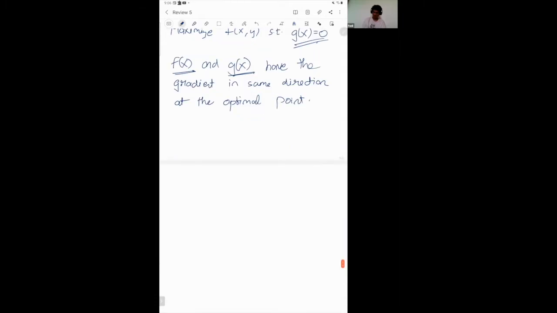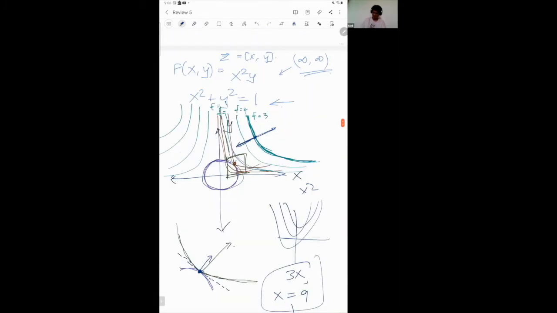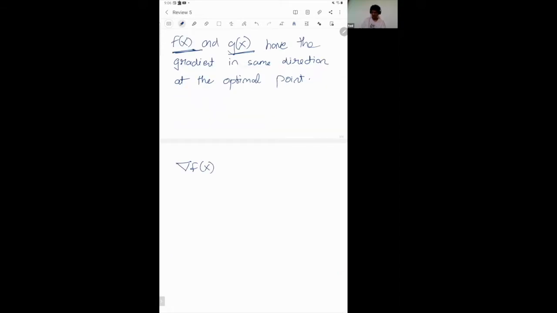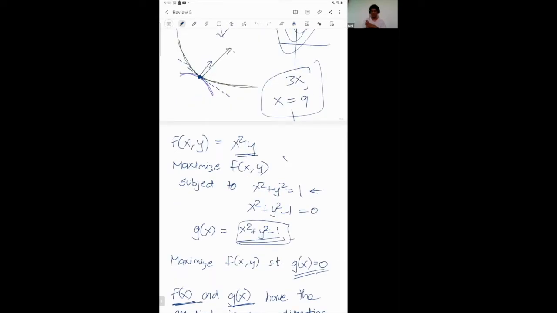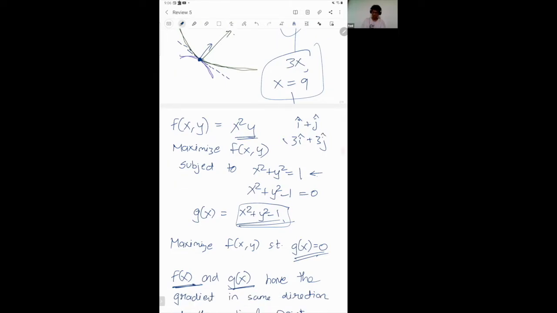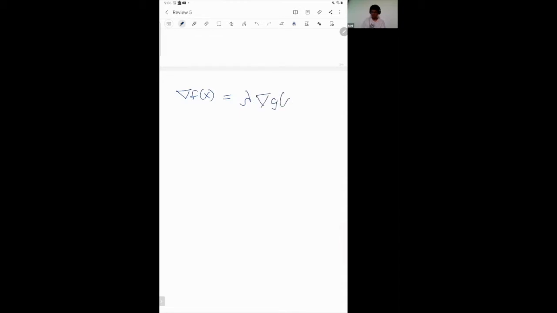Now we'll be using this main fact: the gradient of f of x is along the same direction as the gradient of g of x. I'm just using some constant to denote that it's in the same direction, but the magnitude can vary. The gradient along f of x can be pointing in i hat plus j hat, and the gradient along g of x can be pointing to 3 i hat plus 3 j hat. So the unit direction is always the same, but the scale can vary. This is the major equation that we have: the gradient along f of x is the same as the gradient along g of x up to a constant.